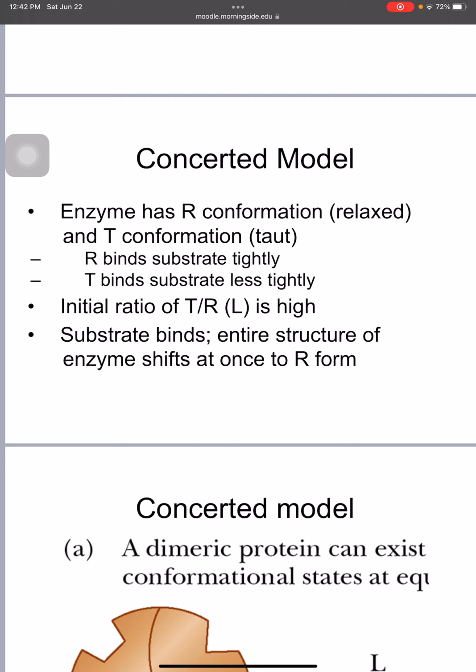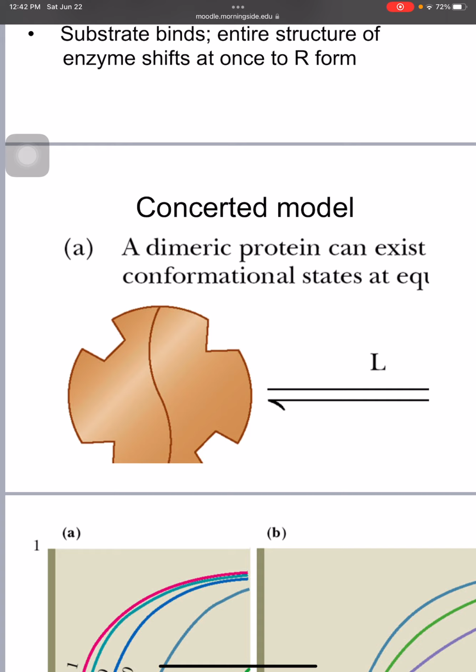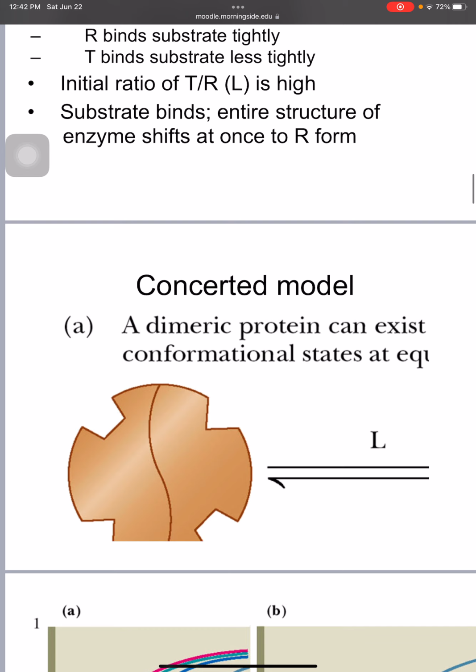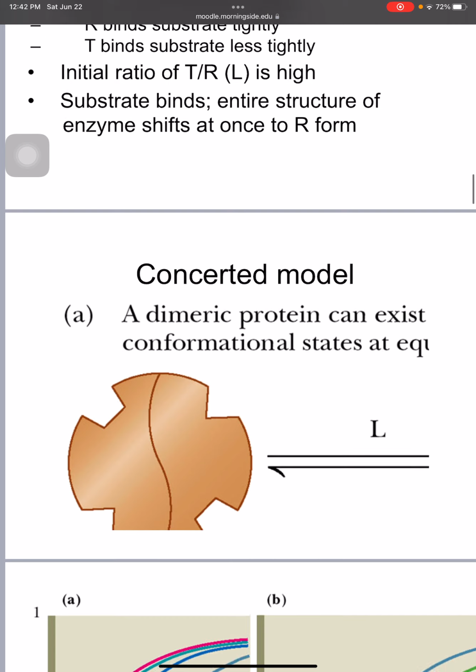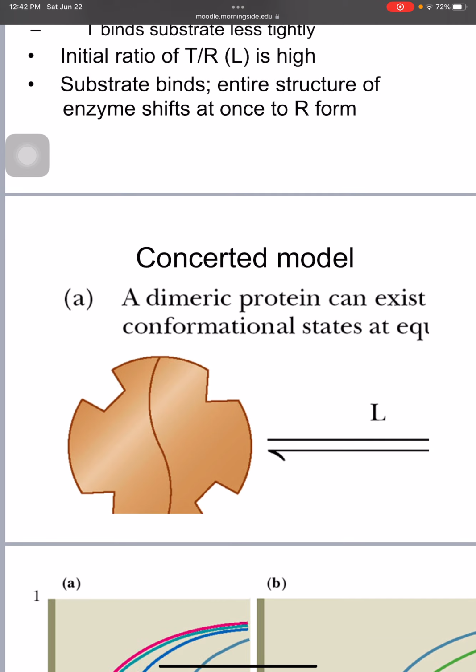If you look at this photo right here, the one on the middle slide, this shows basically what you see with these two conformations at any given time. They exist in an equilibrium. You always have some R present. You always have some T present. They exist in equilibrium.